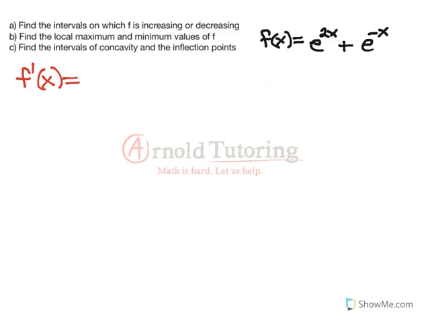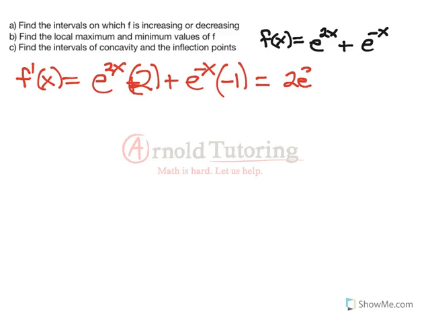So what is the first derivative? For exponential functions, we just rewrite the function times the derivative of what's inside, which is 2. Same thing for the second part, times the derivative of what's inside the exponent, which is negative 1. If we clean this up, it's 2e to the 2x minus e to the negative x.